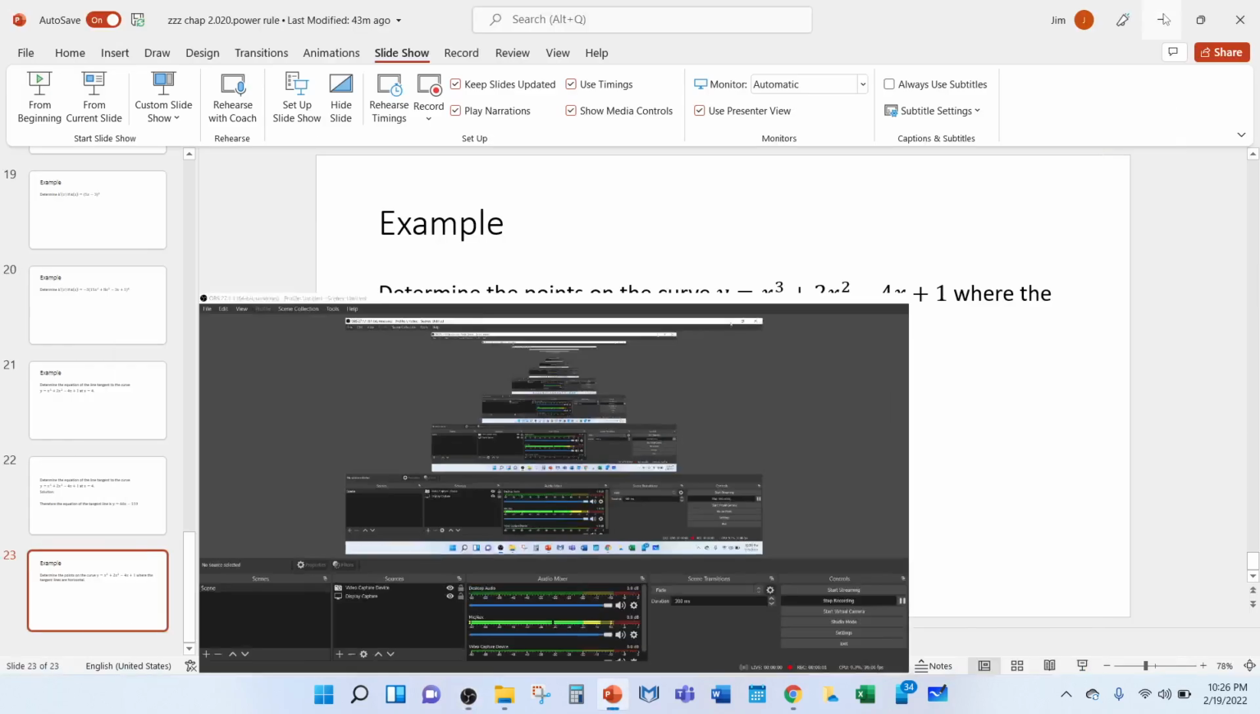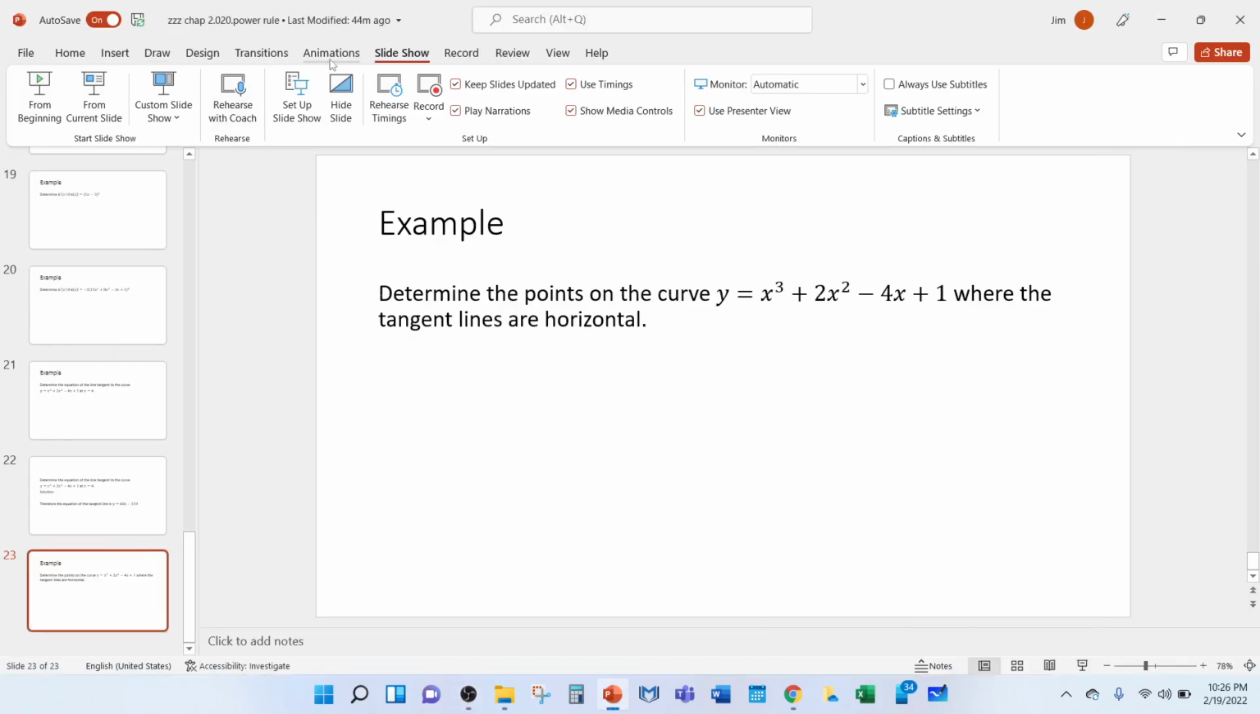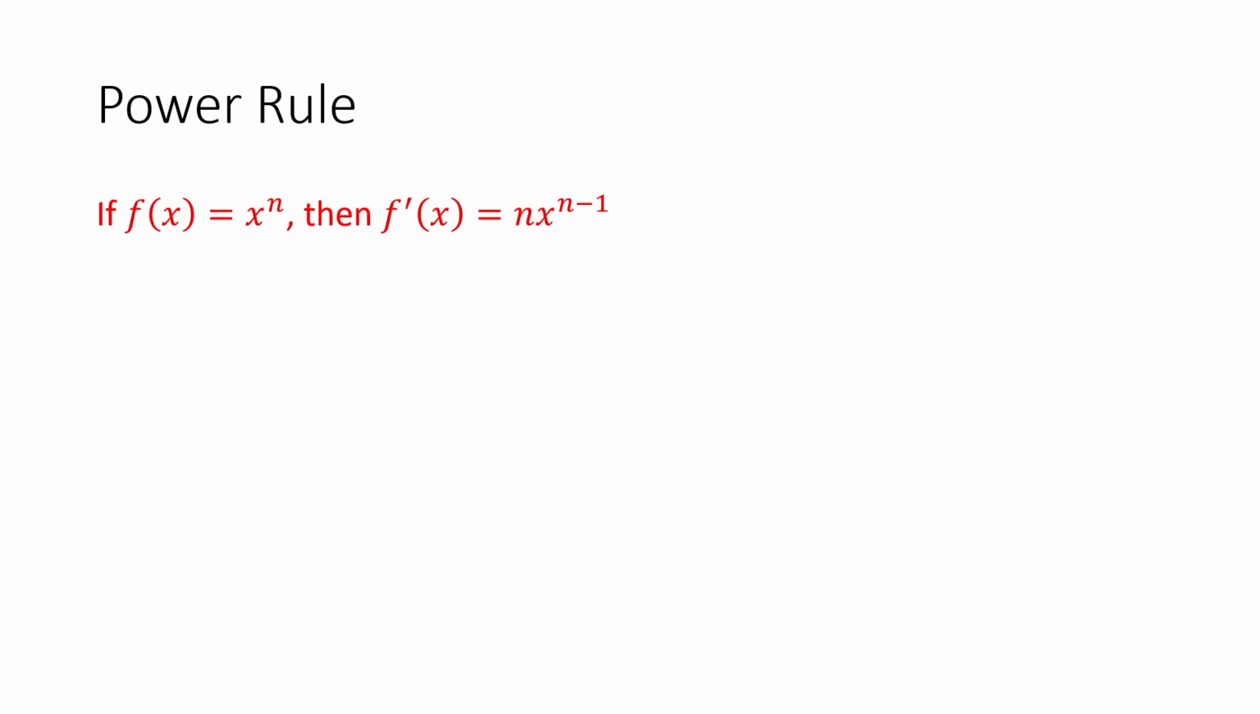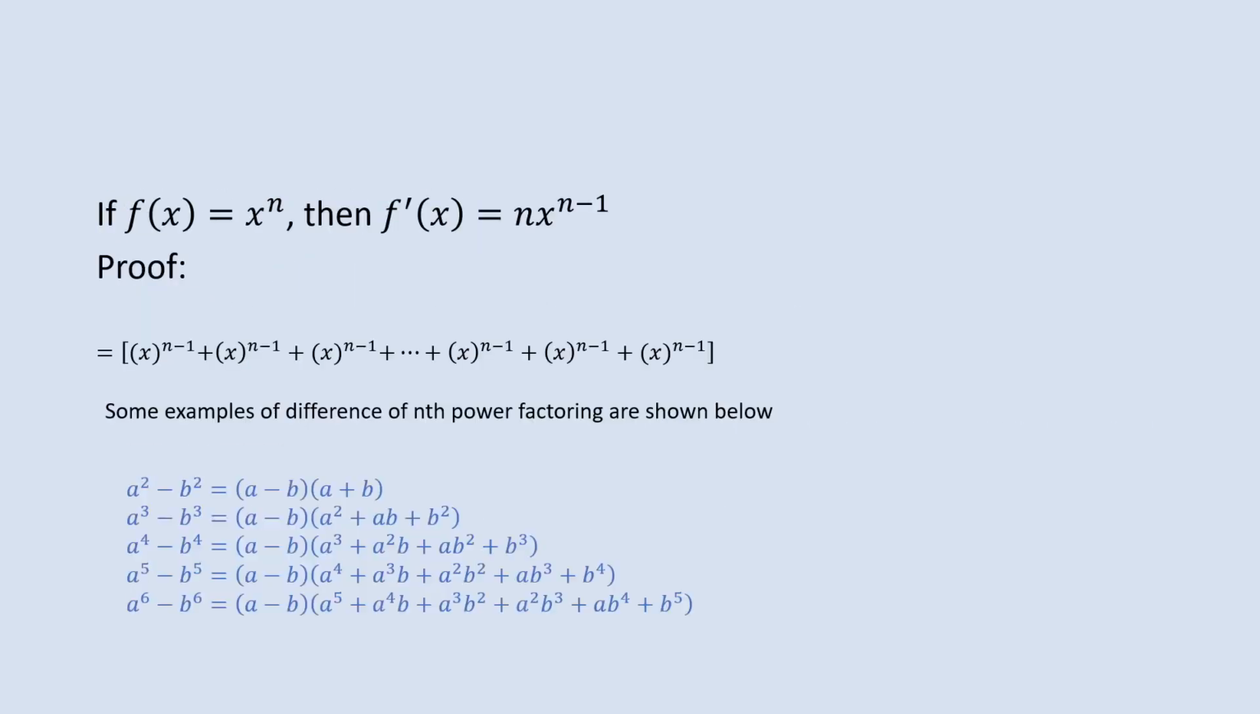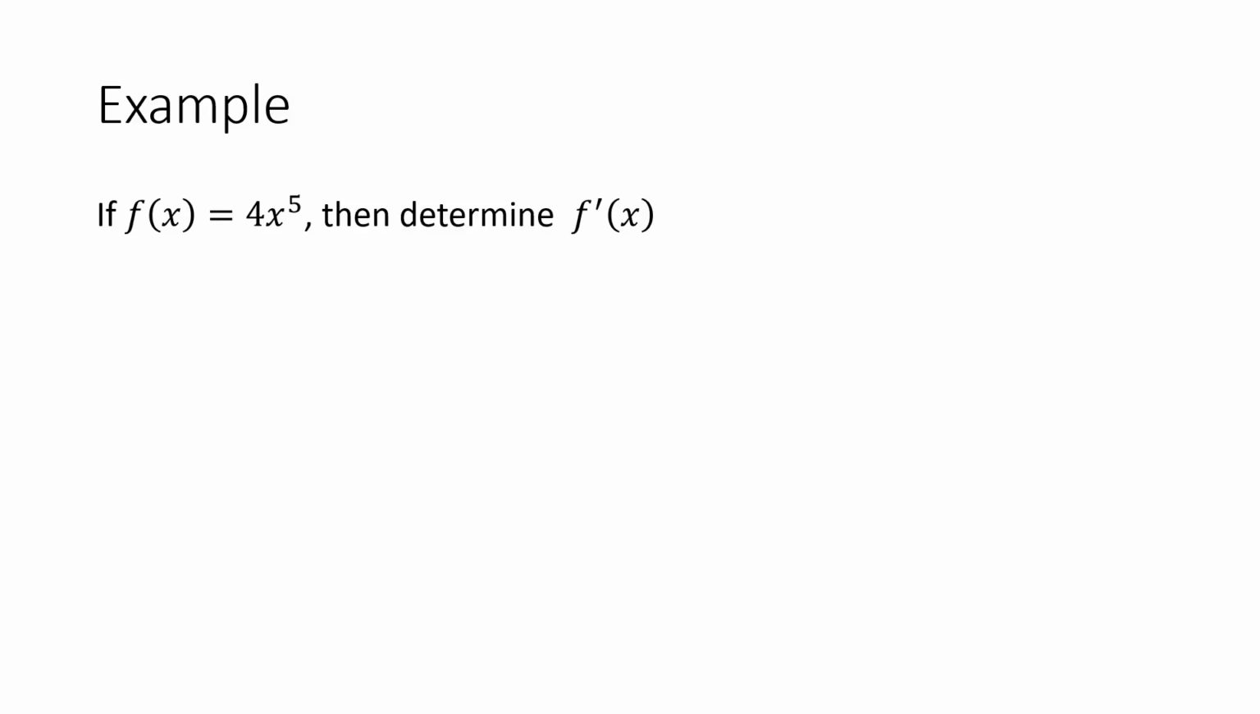In this video, we're going to do some examples using the power rule. The power rule states that if f of x equals x to the n, then f prime of x equals nx to the n minus 1. Now, we went through the proof of this, all these blue slides, in a previous video. And in this video, we're just going to go through some examples together.